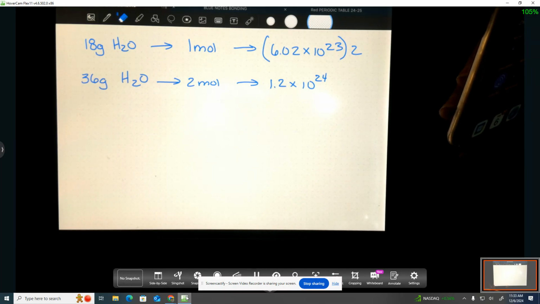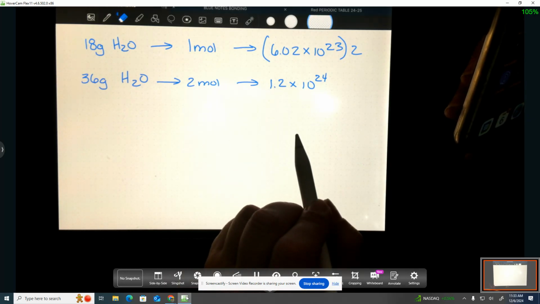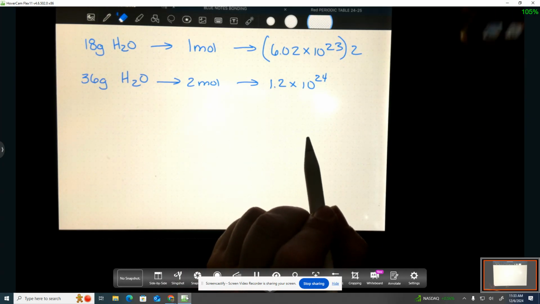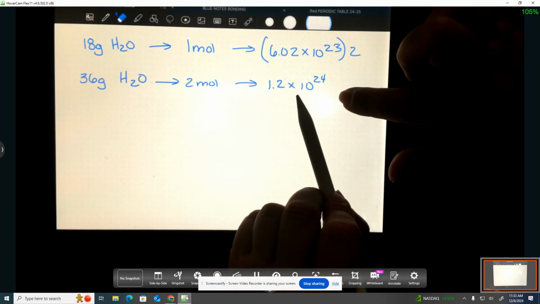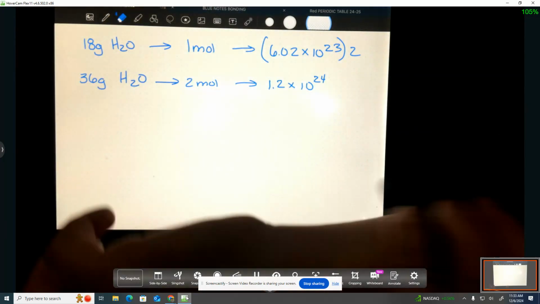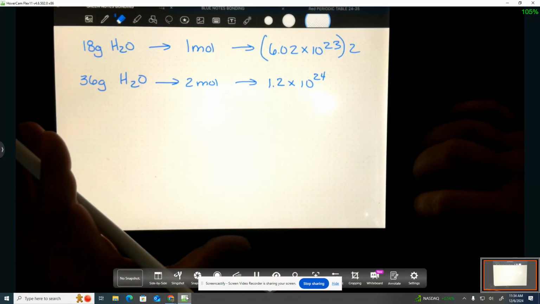1.204. Yeah. 1.204 times 10 to the 24th. This is scientific notation. It's stupid. All right, well, it's about to get stupider. Okay, so here we go. You ready?